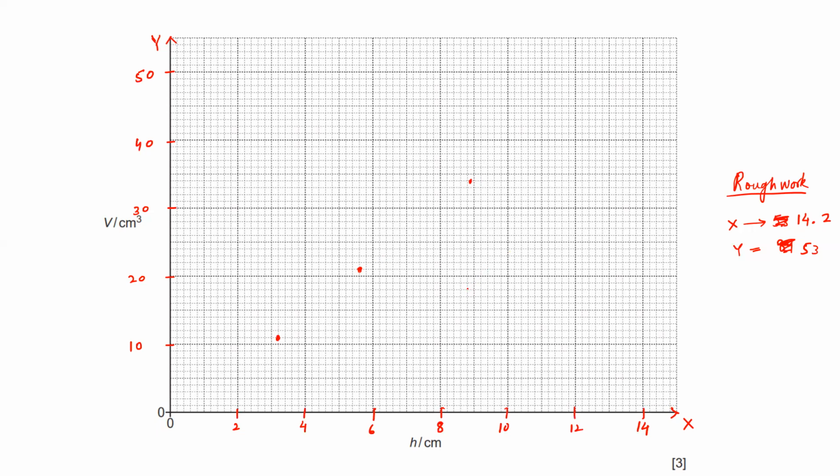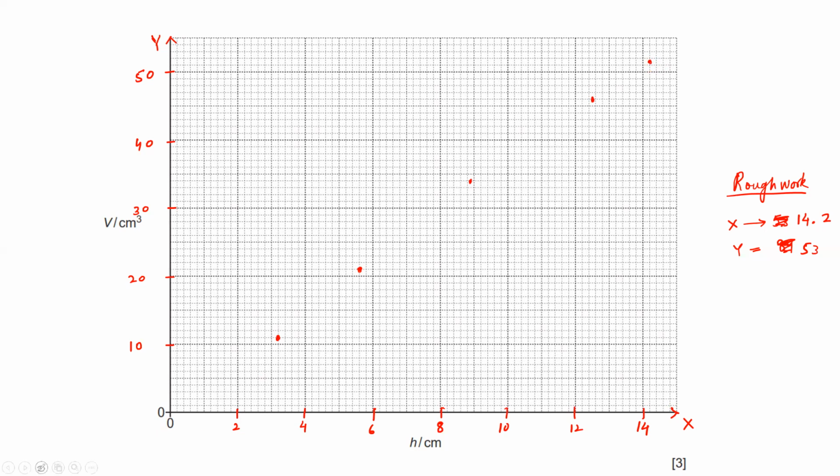Then we have 12.5 and 46, somewhere here. And then we have 14.2 and 53. Uh-oh, the previous point is gone. The previous one was 12.5 and 46. So 12.5 and 46, and then 14.2 and 53.